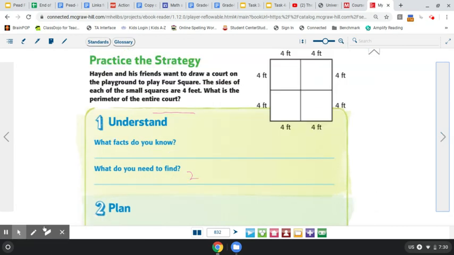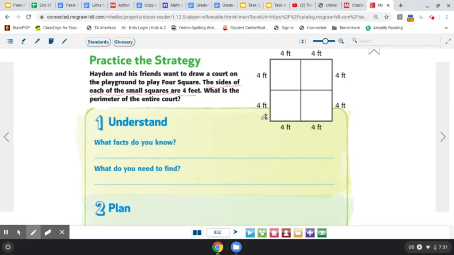Okay, let's look at page 832. Practice the strategy. Let's read the problem. Look at the figure. It says, Hayden and his friends want to draw a court on the playground to play Foursquare. The sides of each small square are 4 feet. What is the perimeter of the entire court?